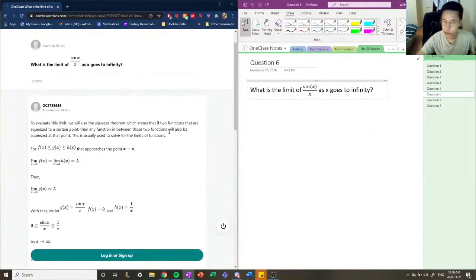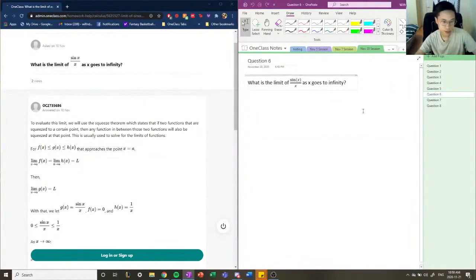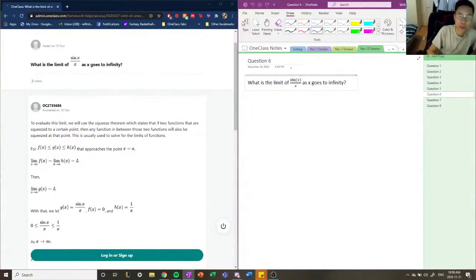All right, cool. So we're going to talk about the squeeze theorem again. The question reads, what is the limit of sine x over x as x goes to infinity? So the squeeze theorem goes like this.